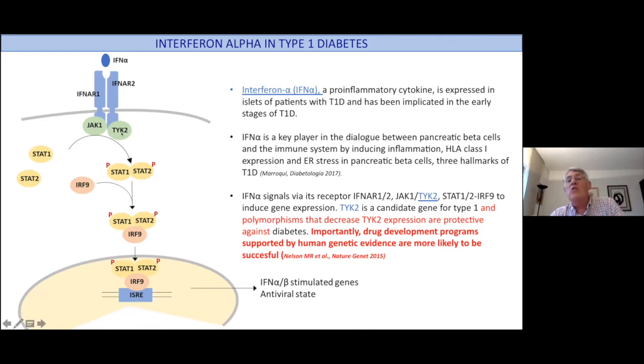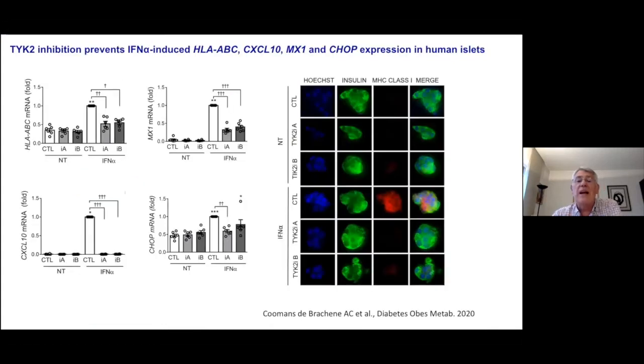And there are drugs being developed for other autoimmune diseases that target JAK1 and TYK2, but we were particularly interested in TYK2 because, as I mentioned before, polymorphisms in TYK2 that decrease its activity have a protective effect against disease. And there are accumulating data to suggest that drug development programs supported by human genetic evidence are more likely to be successful.